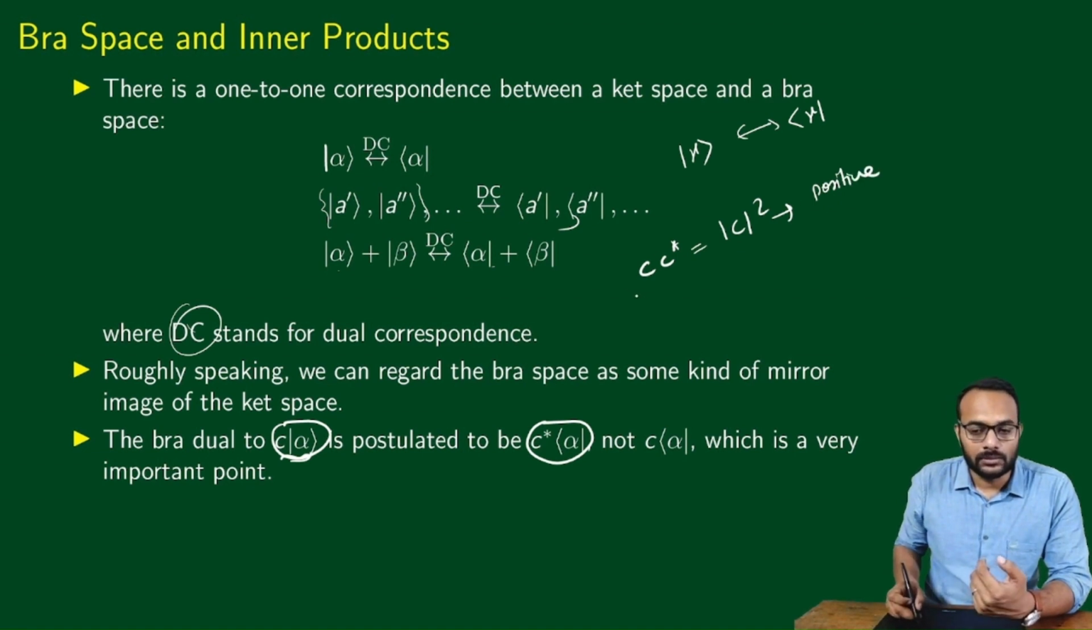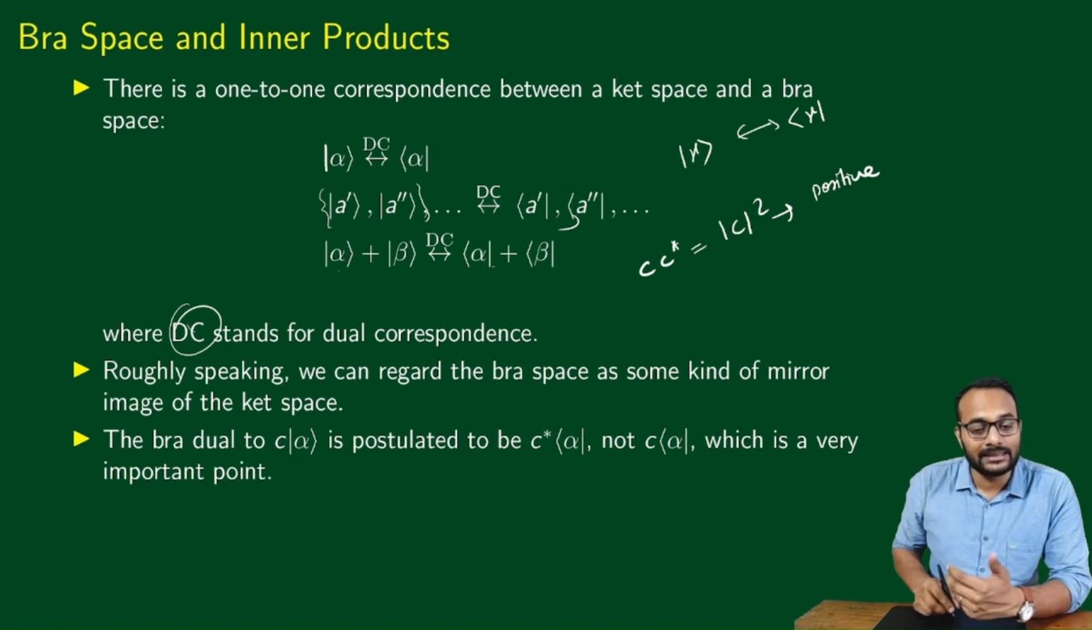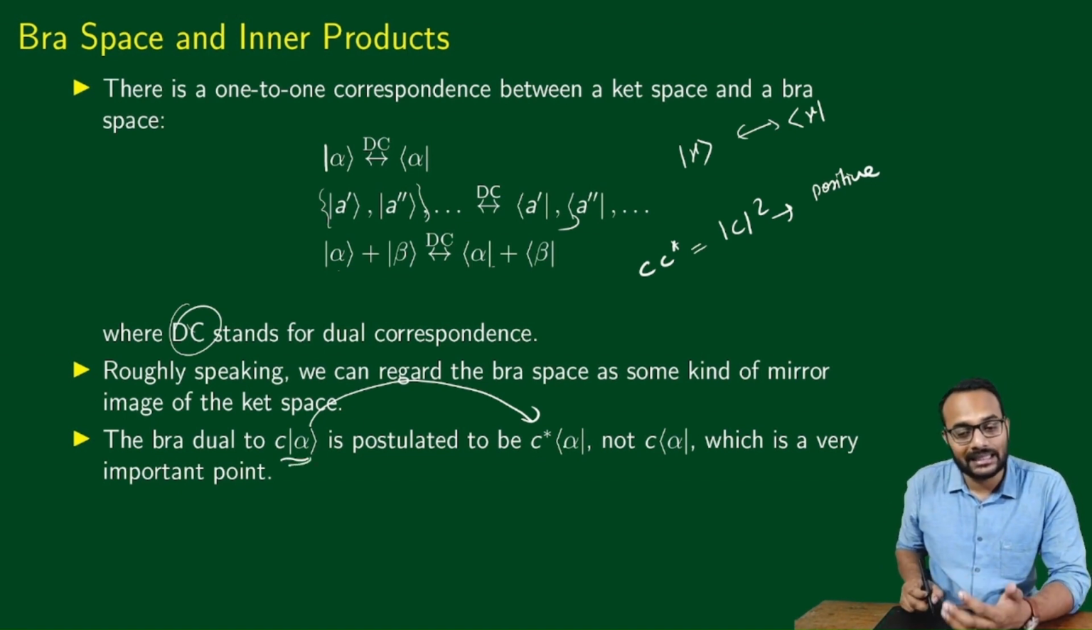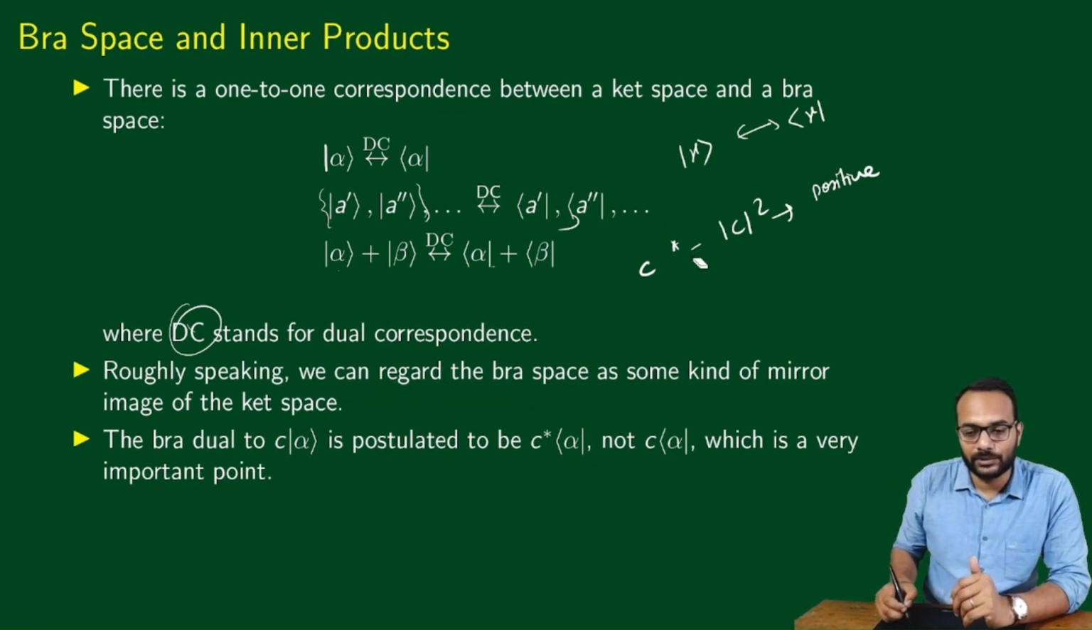Now we'll see that this is the reason why, at least in the context of quantum mechanics, we need to postulate that the bra corresponding to C ket alpha is C star bra alpha. So we'll see this when we discuss an example. We'll see the importance when we discuss an example.